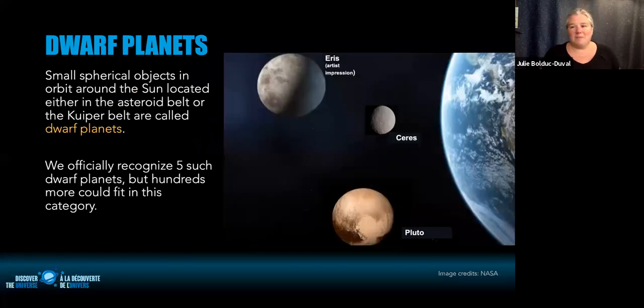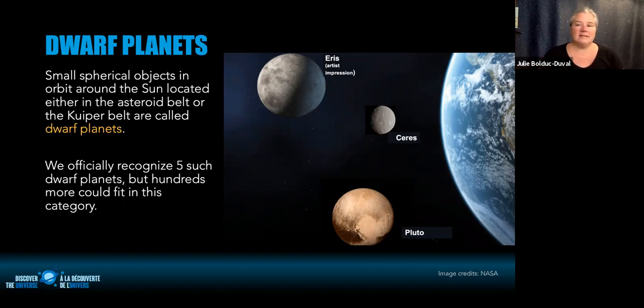Now we have dwarf planets, and this is a new category that was added in 2006. And for many of you, I know for myself, this was 14 years ago, but we grew up learning that there were 9 planets. So it was a bit confusing at first to understand the transition. And I realized that many kids, even if Pluto has been a dwarf planet for all their life, they still sort of understand this. They're still confused a bit about this.